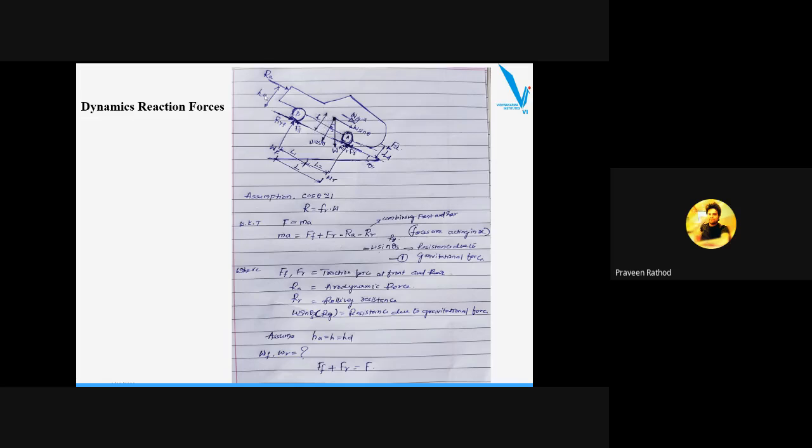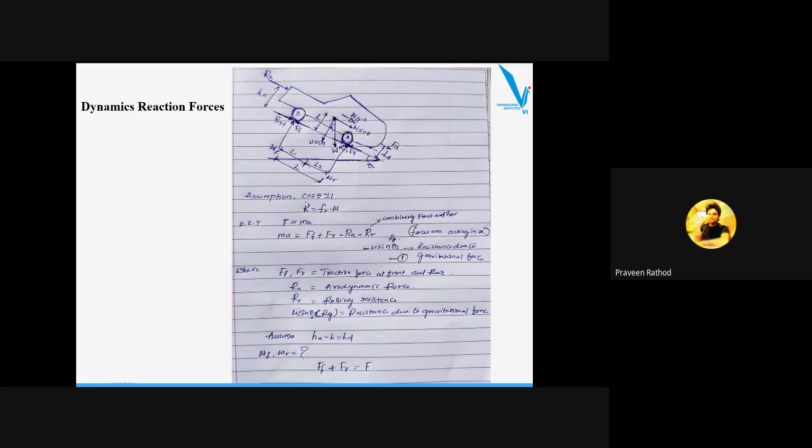If all these heights are equal, we can assume HA is equal to H is equal to HD. Anyhow, we are not considering the drawbar pull over here, so we can neglect this drawbar pull force. Whenever you add a trailer, you can consider this force also. This force can be considered whenever we are attaching a drawbar pull.